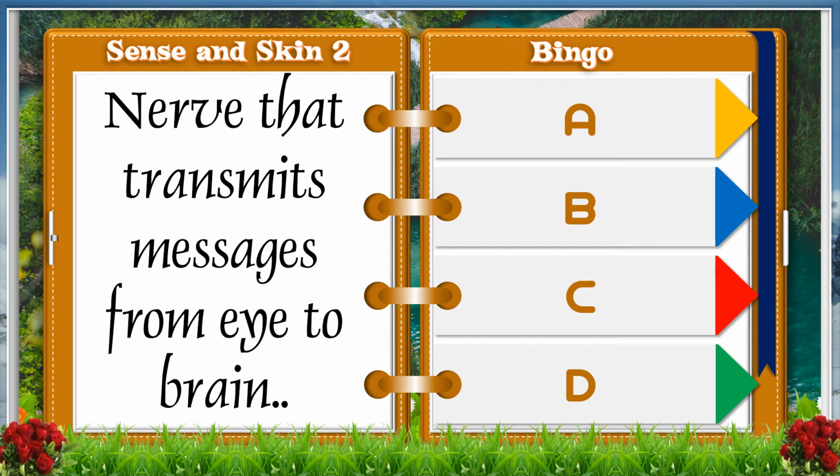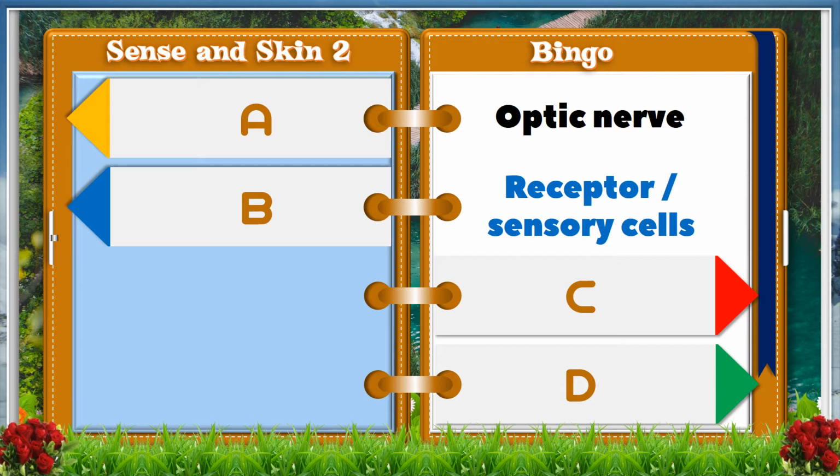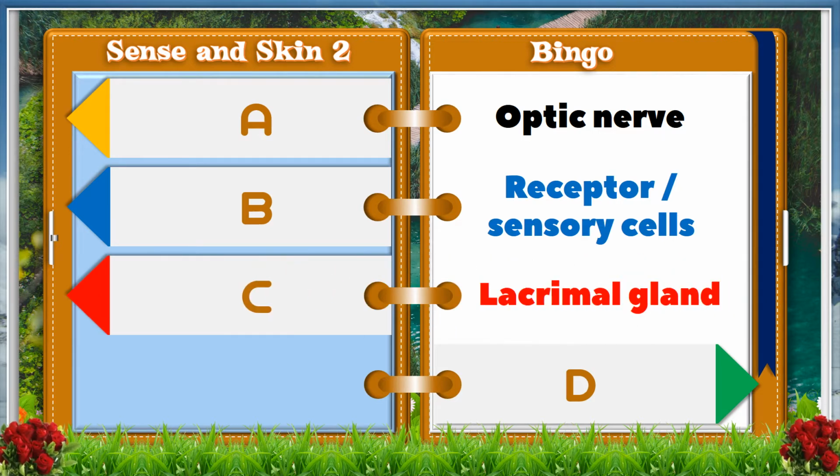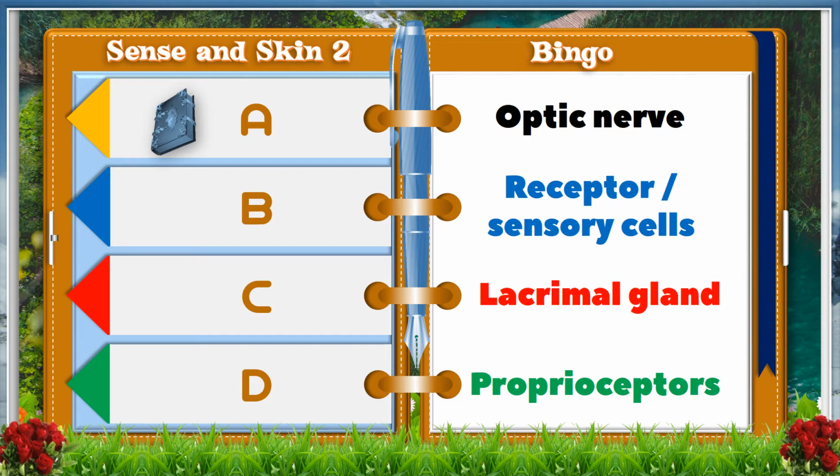Nerve that transmits messages from eye to brain. A. Optic nerve. B. Receptor or sensory cells. C. Lacrimal gland. D. Proprioceptors. And the answer is A. Optic nerve.